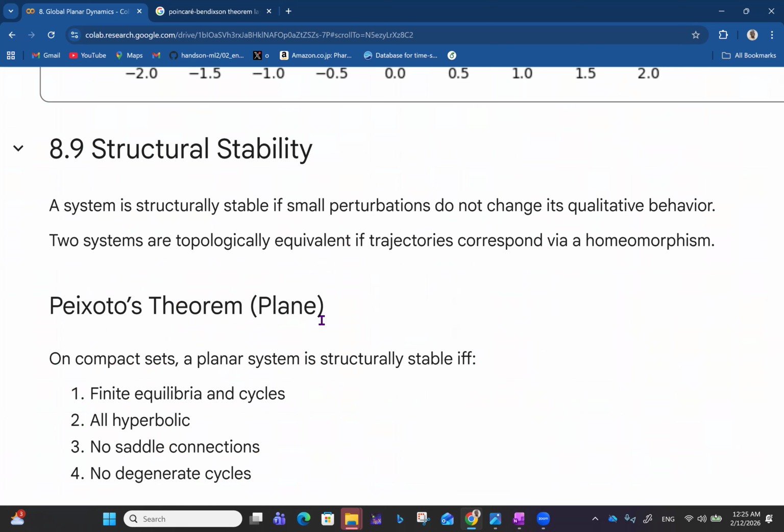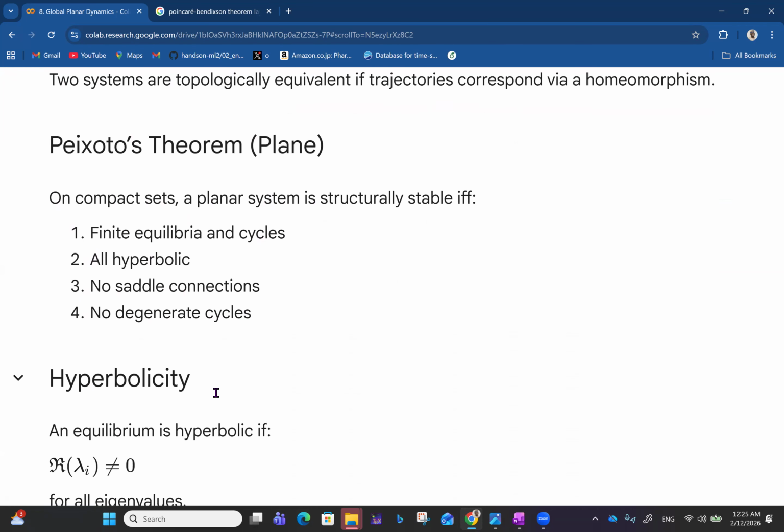Then we have Peixoto's theorem for a plane. On compact sets, a planar system is structurally stable if and only if it has finite equilibria and cycles, all equilibria are hyperbolic, and there are no saddle connections and no degenerate cycles. So no saddle connections, no degenerate cycles, and then you have equilibria that are finite, and all are hyperbolic. So that's Peixoto's theorem.